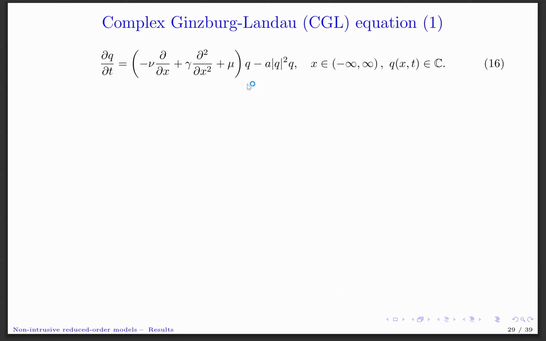Okay, so the first example we're going to be looking at is the complex Ginzburg-Landau equation. This is a 1D PDE. It's non-normal around the equilibrium. It's nonlinear. It exhibits a lot of dynamical features that are similar to fluid flows, like wake flows, convectively unstable flows, and so forth.